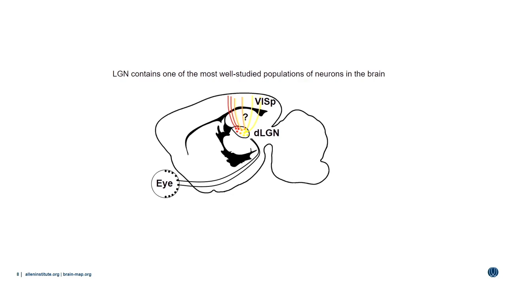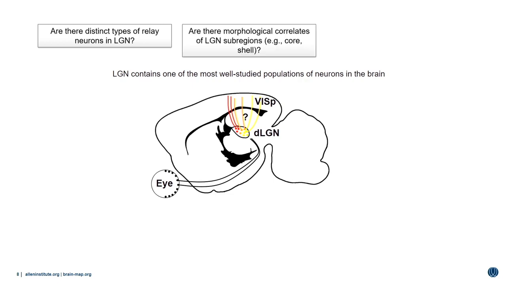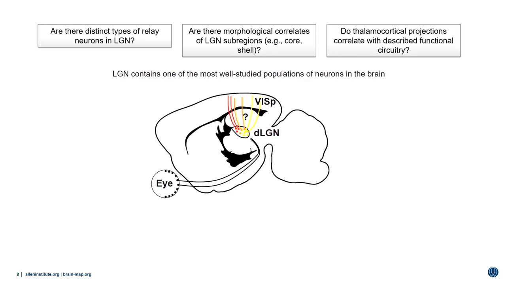So today I'm going to be talking about LGN neurons, and as many of you know, this brain structure is one of the more well-studied structures in the brain across many species, but there are still a number of open questions, particularly in LGN in the mouse, such as, are there distinct types of relay neurons in LGN? Are there morphological correlates of LGN subregions, such as the shell and the core? And then do thalamocortical projections correlate with described functional circuitry?